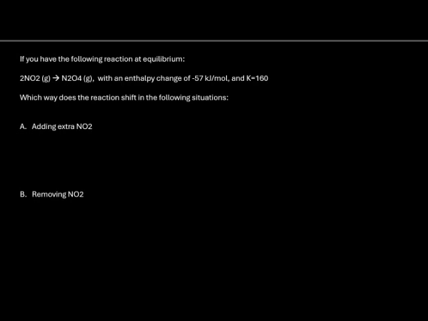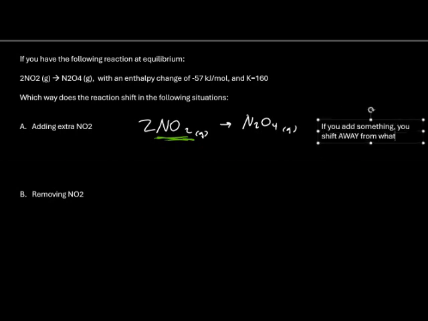First, we'll talk about adding extra NO2. We'll write down the reaction and think about whether NO2 is on the left or the right. When we locate NO2 in the system, we see that NO2 is on the left. Le Chatelier's principle first says that if you add something to the system, you'll shift away from whatever you added. Therefore, if we add extra NO2, we're going to shift away from NO2. Since NO2 is on the left, we will shift right.